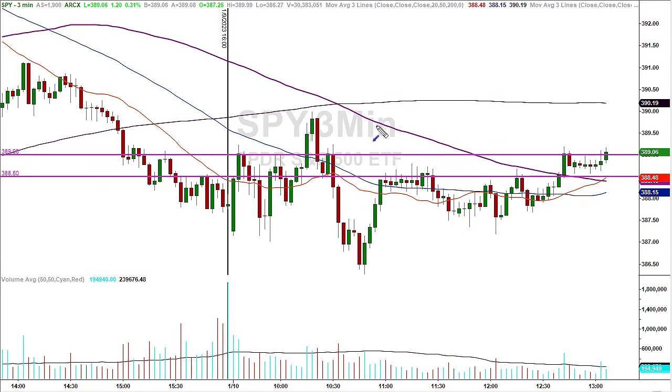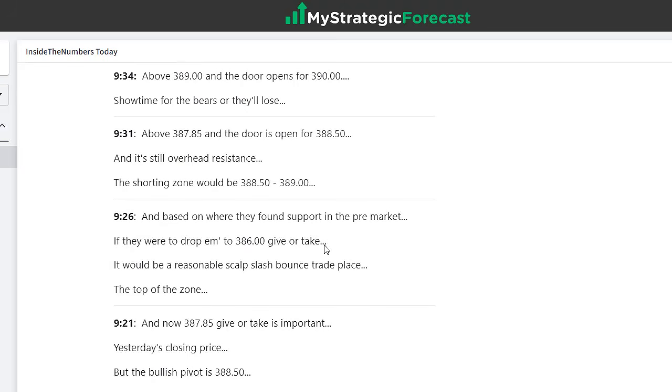Here's a 3-minute chart, and we're focusing in on the activity right around the opening bell, where they came into 388.50. They spiked it up to 389, which isn't that far away, and they had the pullback away from what was overhead resistance and the pivot. And that was your early morning trade. Let's see what else we have. Remember, this was all laid out before the opening bell.